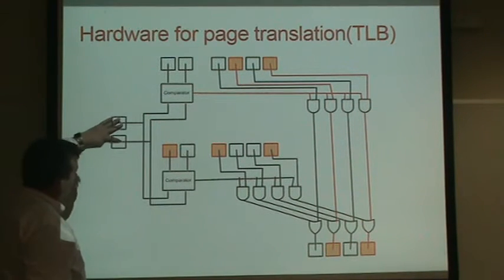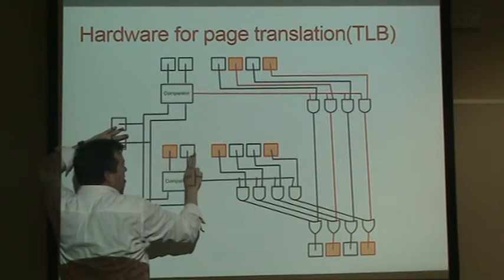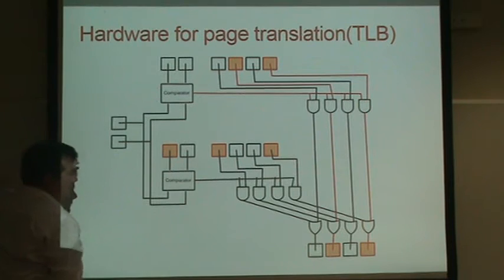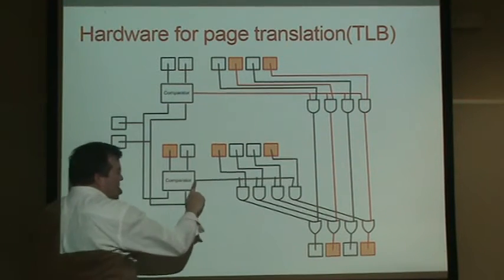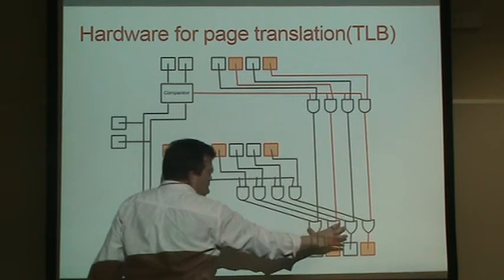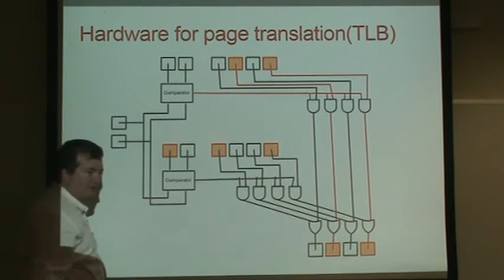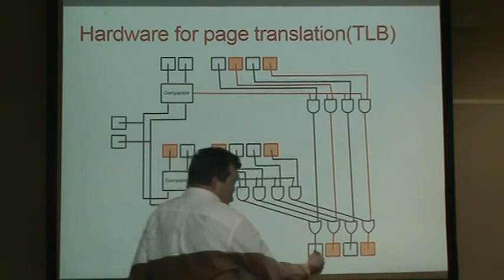We're putting a virtual page number here, and we're simultaneously comparing it to this virtual page, and we could have more of these. So if we have no matches, what would happen? All the outputs of the comparators would be zeros, which means everything going into the OR gates would be zeros. So if we found no match, this would be all zeros.